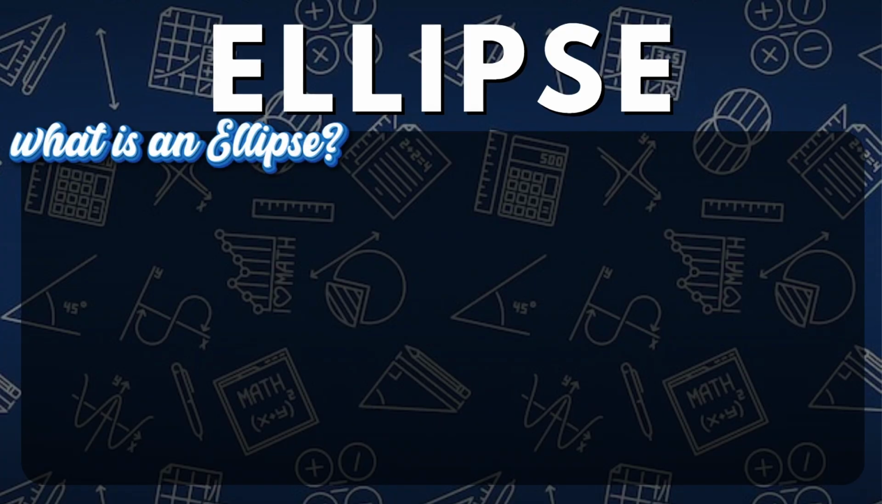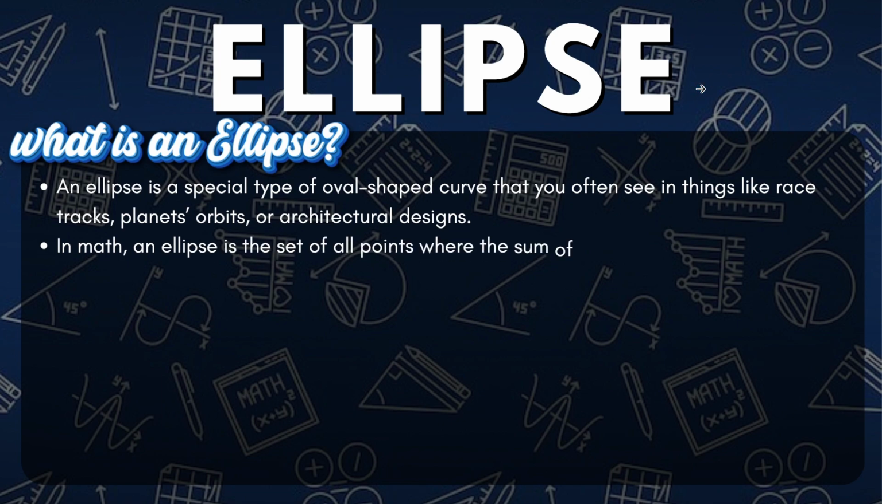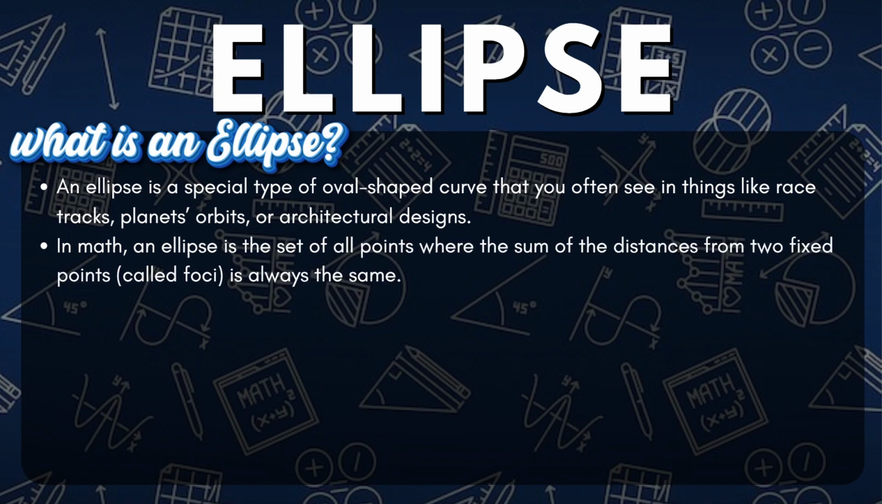Now, let's first start. What is an ellipse? An ellipse is a special type of oval-shaped curve that you often see in things like racetracks, planet orbits, or architectural designs. One more example of this is the Kabayan Tunnel for architectural designs. That is one example of an ellipse.